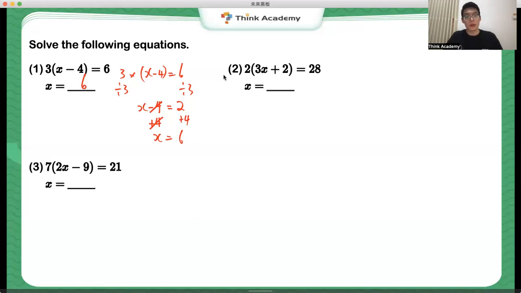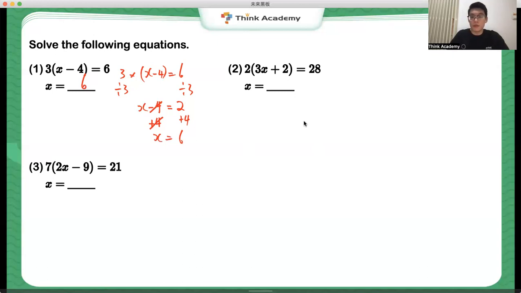Okay? But sometimes it's not that easy. Sometimes you cannot just divide the number on the outside of the brackets. So I'm just going to teach you another technique, which can definitely solve any algebra involving brackets. All right. So that's going to be a little bit related to the distributive law of multiplication.